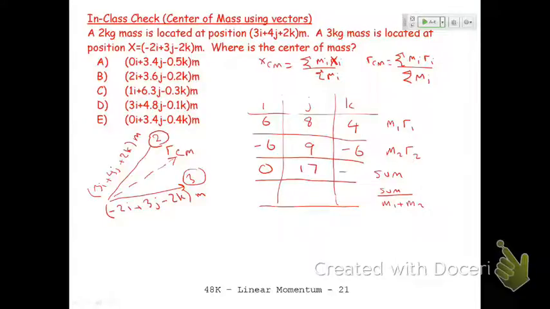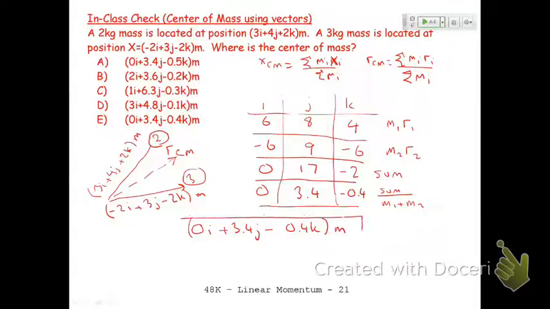17 minus 2. And then divide by your 2 masses, which is 5. So 0, that's going to be 3.4, and that's going to be minus 0.4. So I think my answer is 0i plus 3.4j minus 0.4k meters. Is that one of the choices? Cool. So not bad. Don't let ijks put you off.